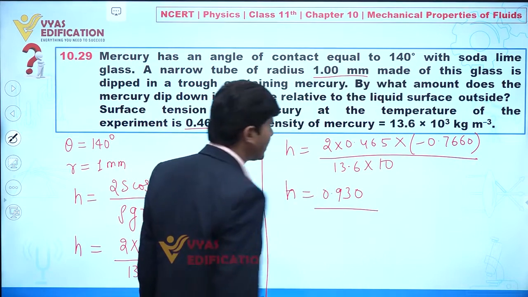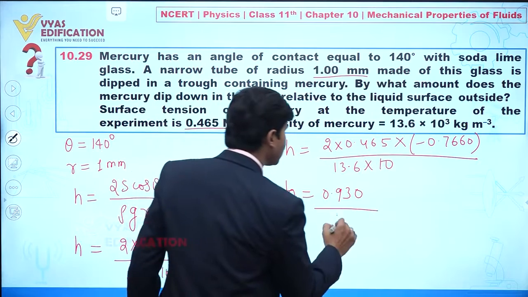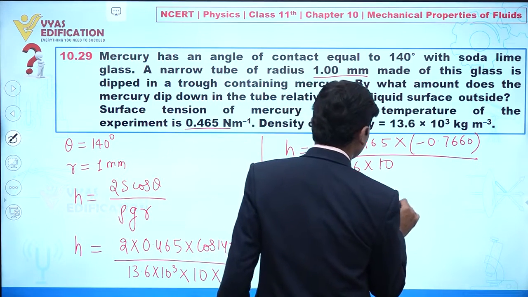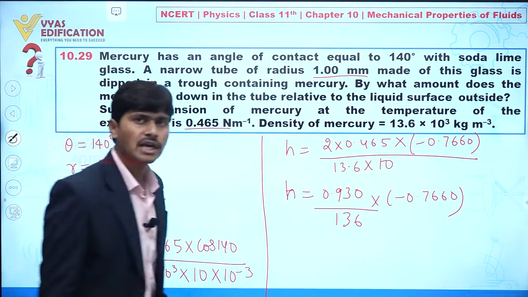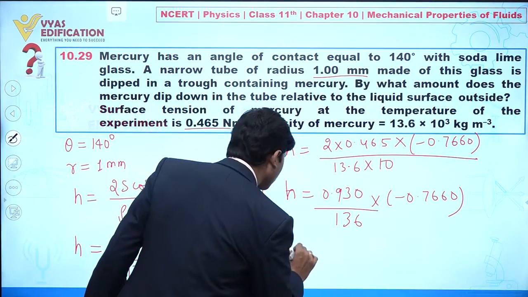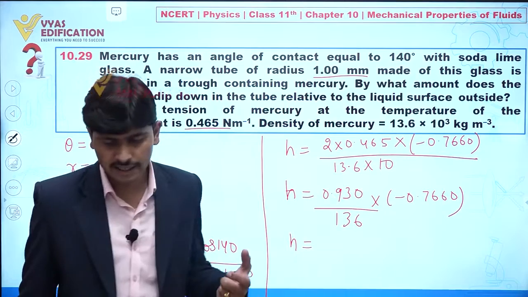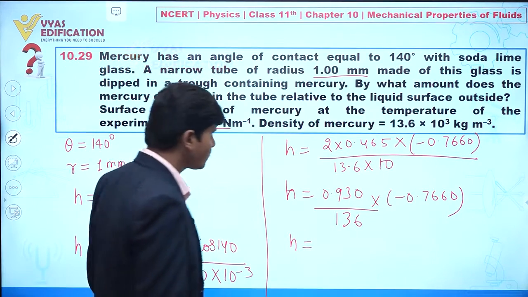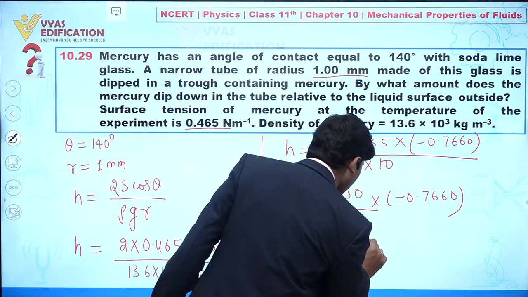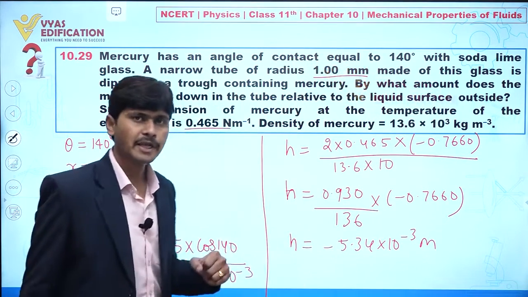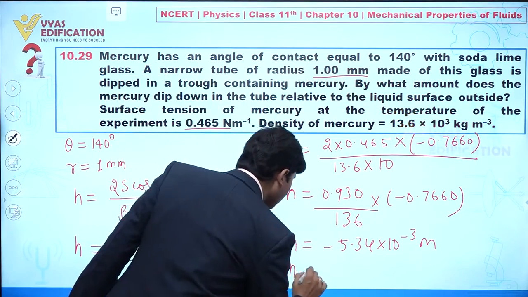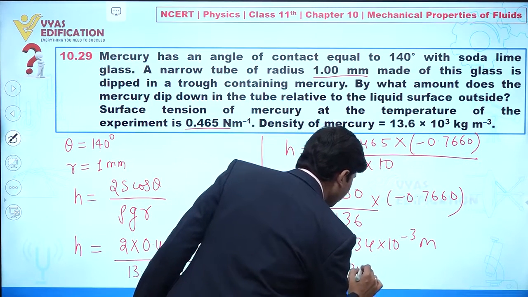Clear? And it is divided by 136, and this is minus 0.7660. So directly you can calculate. And I am saying you here the value of h we are getting, this value we have minus 5.34 into 10 to the power minus 3 meter. Clear? This value you will get. So now we can say the value of h we are getting is 5.34 mm.